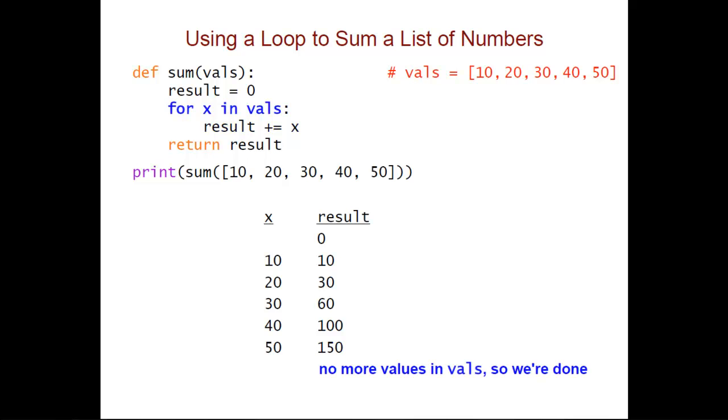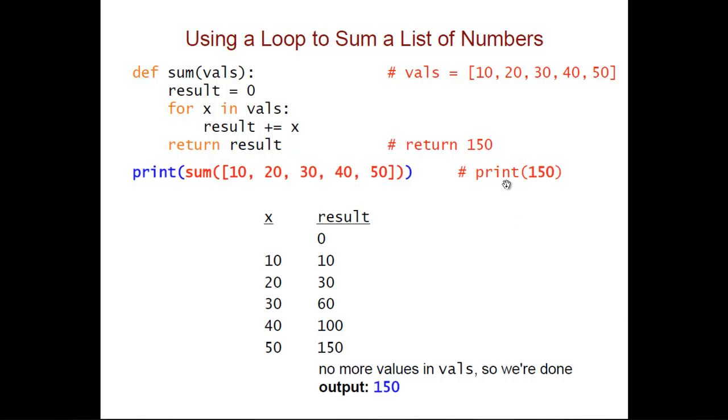And then we go back and there's no more values in the list, so we're done with the loop. And now this value 150 is indeed the sum of these 5 numbers. Do you see how we gradually built it up? And then we're going to go ahead and return that sum. That return value gets sent back. It replaces the function call, so it's as if we had said print 150, and so that's what we output.